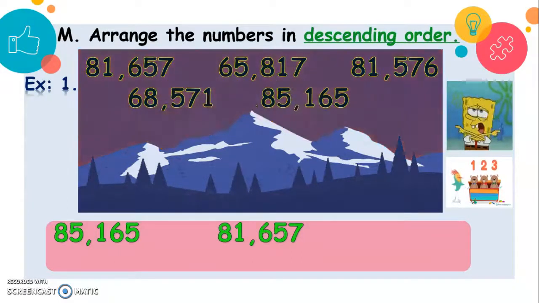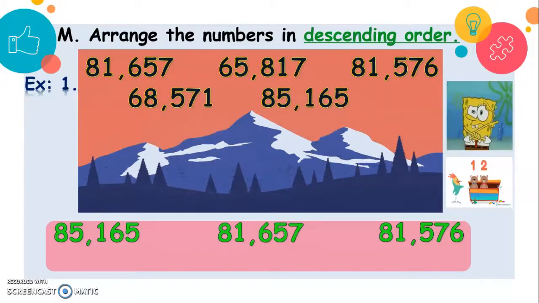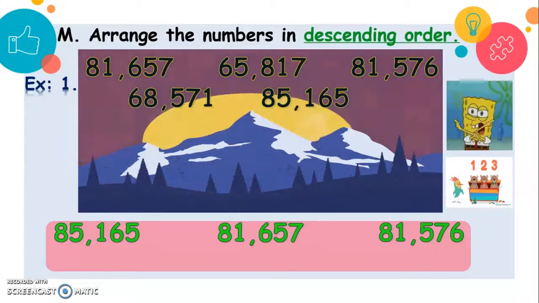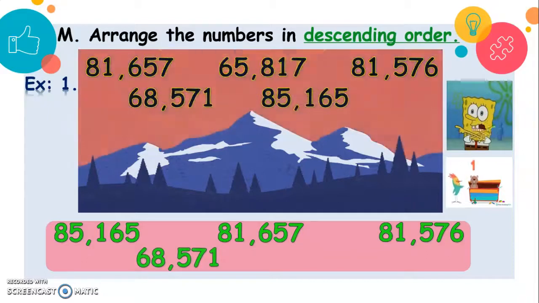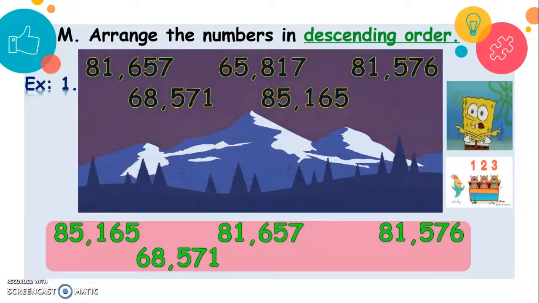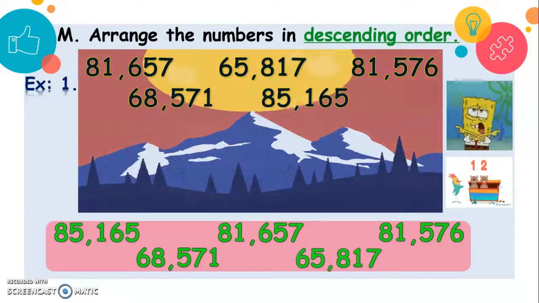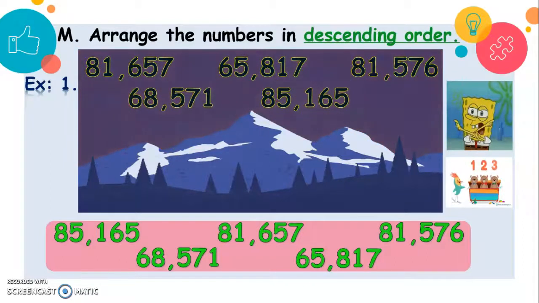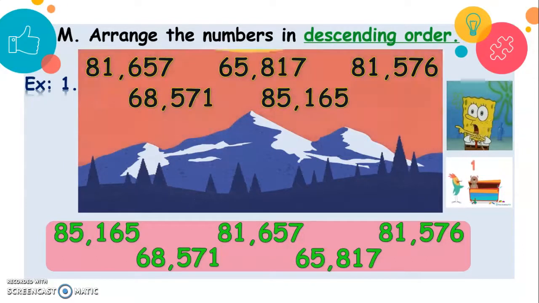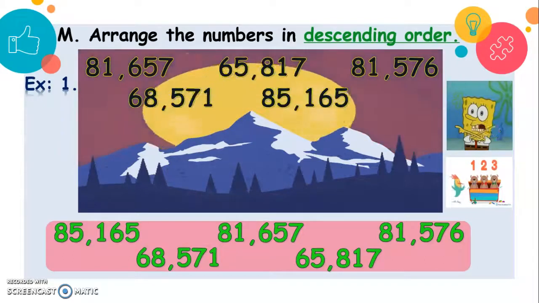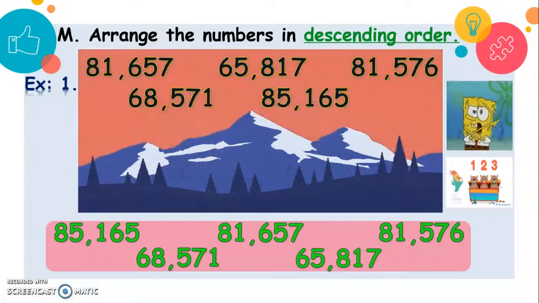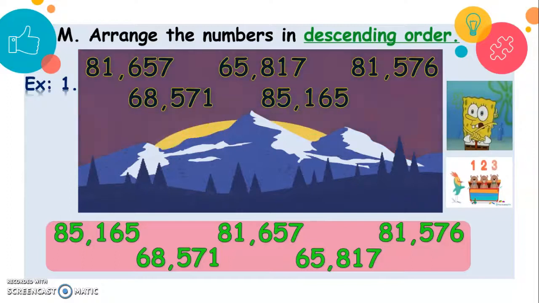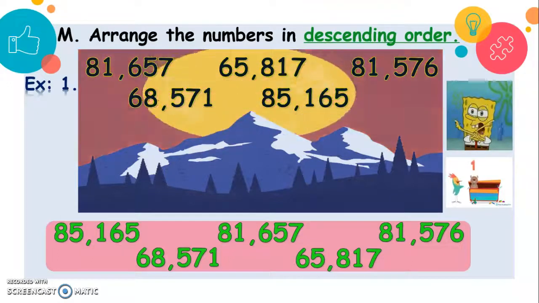81,657. Going down to 81,576. The next number is now 68,571. And the smallest number for this example is 65,817. I hope that you got every answer correct for this example. Again, try to remember descending order means starting from the greatest number going down to the smallest. So let's see if you got the correct answers for number 2.